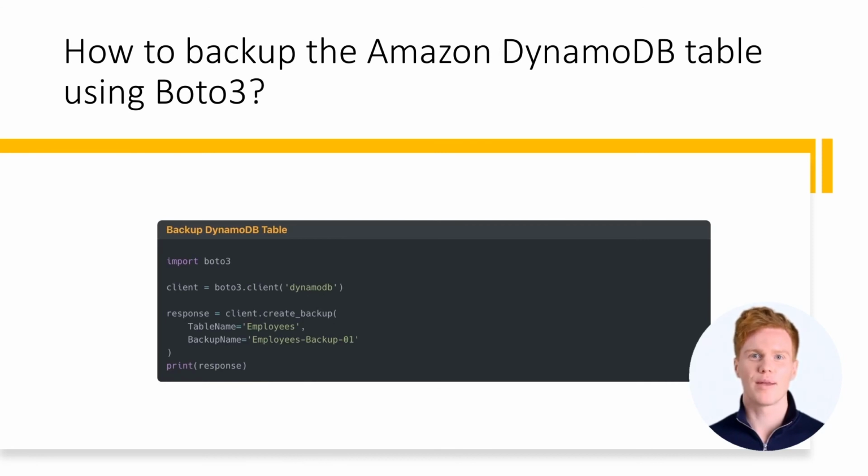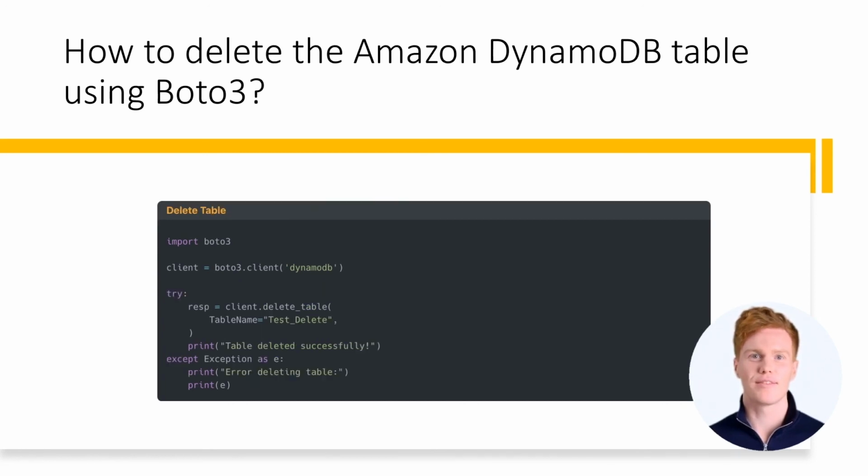To create an on-demand backup for the DynamoDB table using Boto3, you can use the create_backup method of the DynamoDB client and provide it with the table name and the backup name arguments. Finally, let's take a look at how you delete a DynamoDB table using Boto3. To achieve this goal, you can use the delete_table method and provide it with the name of the DynamoDB table. That's all we wanted to cover in this video.